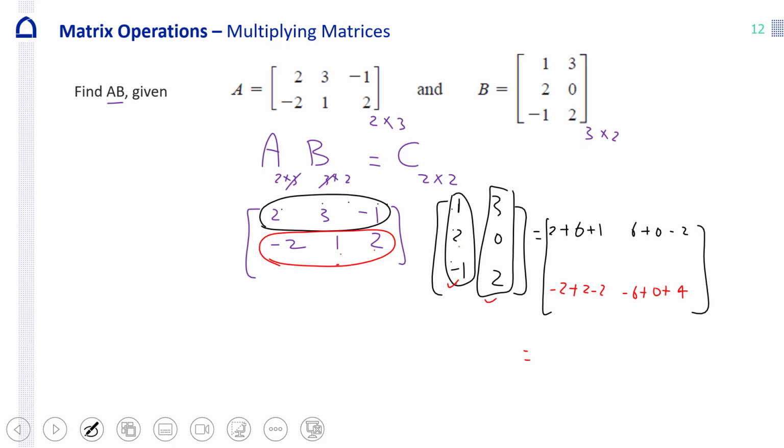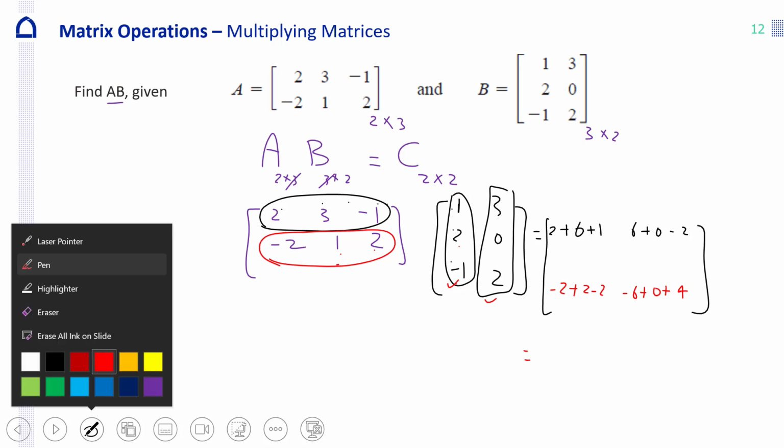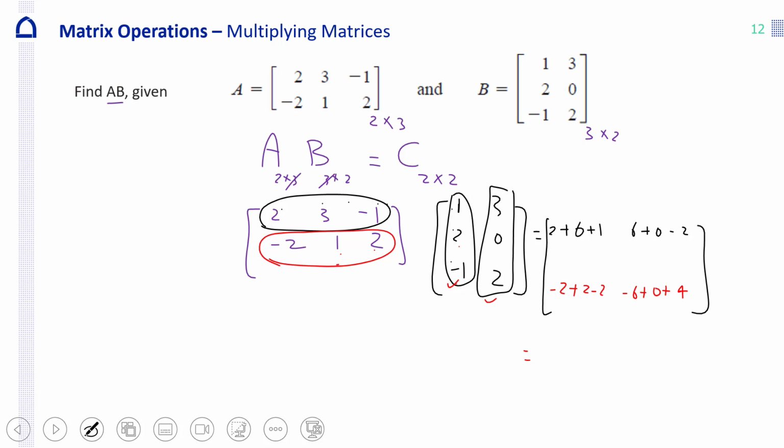So what do you have now? This is exactly this one, 9. This one, 4. This is this one with this one, so minus 2. And this is also minus 2. So yes, I was expecting to have 2 by 2 matrices. Okay.